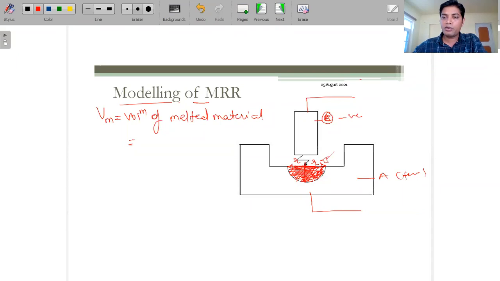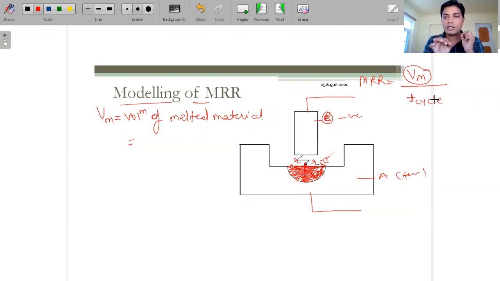Okay, so material removal rate will be equal to how much amount of the material is melted or removed per unit time. Unit time means here the cycle time, because this material is removed during the cycle only.